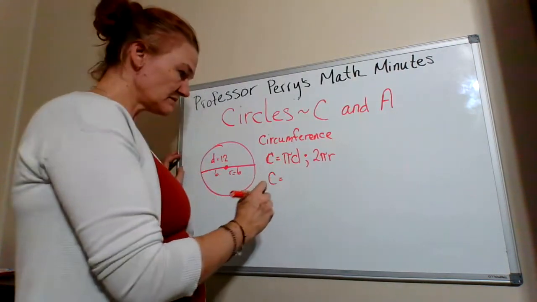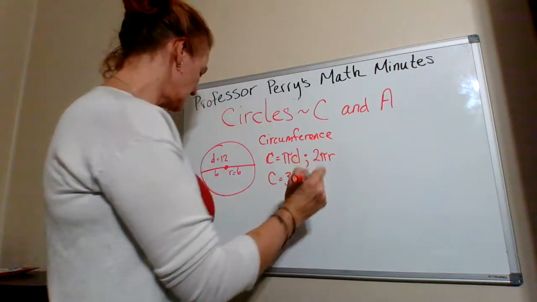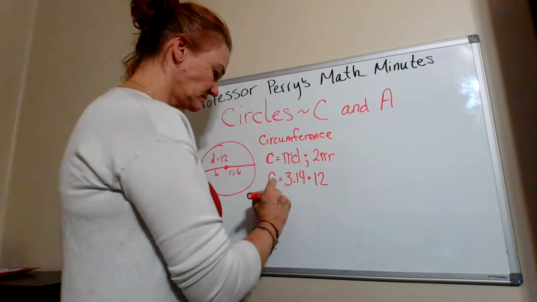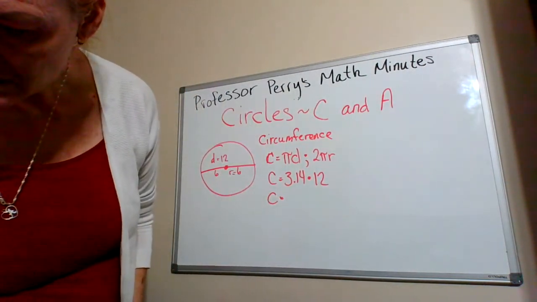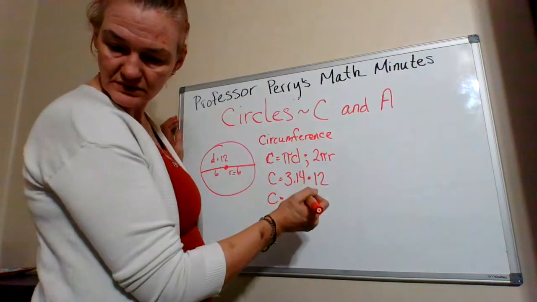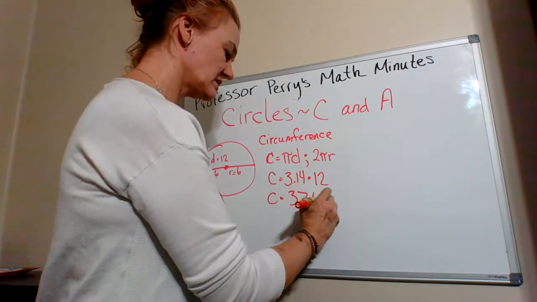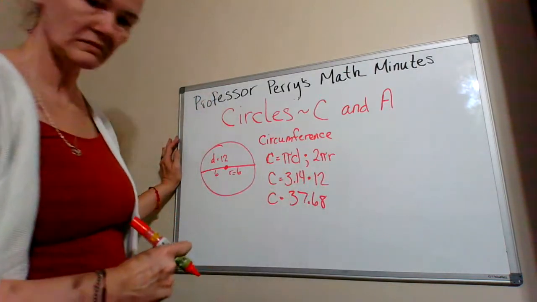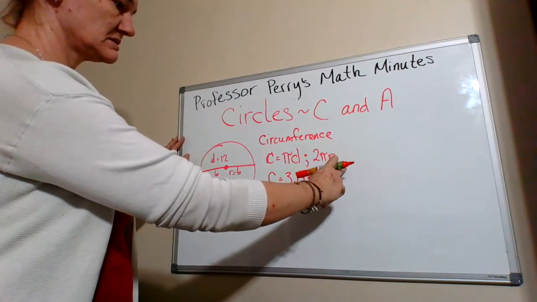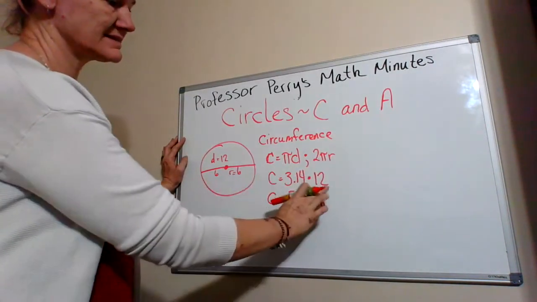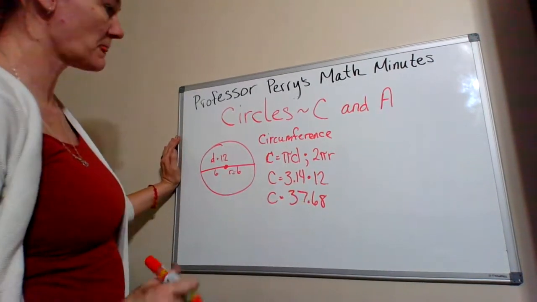My circumference equals 3.14 times 12. 3.14 times 12 is 37.68. Okay, so it would be the same if you had used the radius, because 2 times 6 is 12, which gives you the diameter, then times pi.